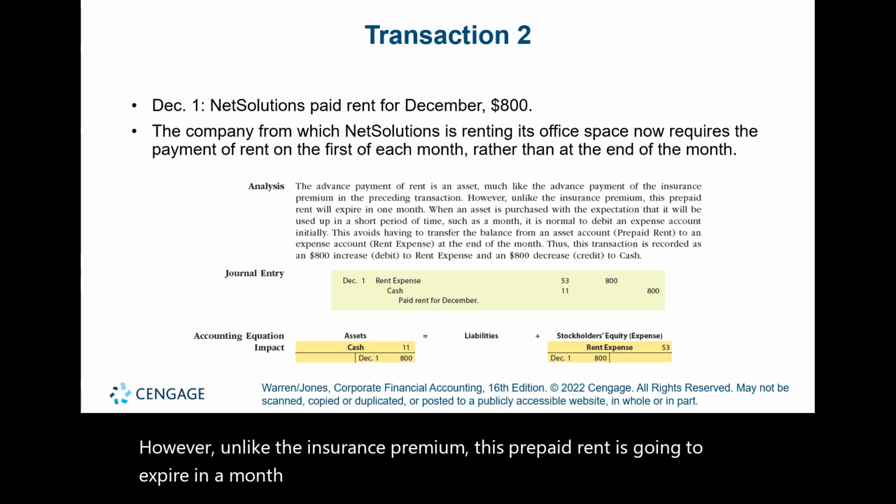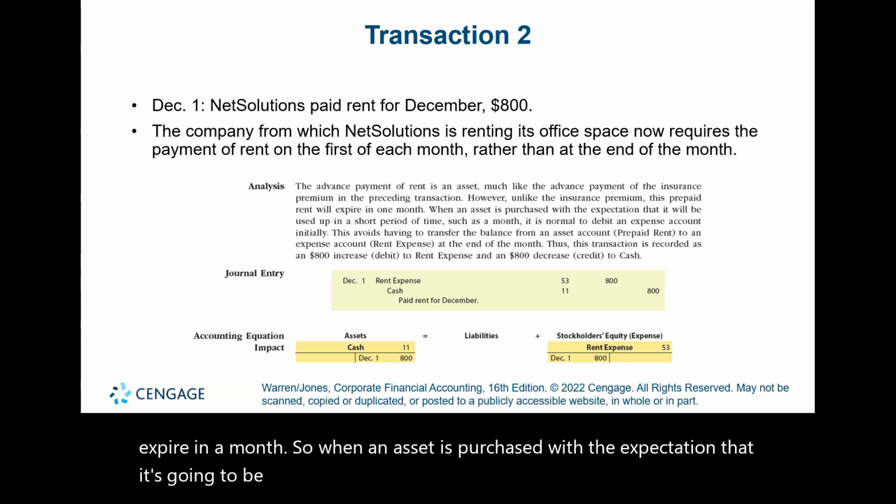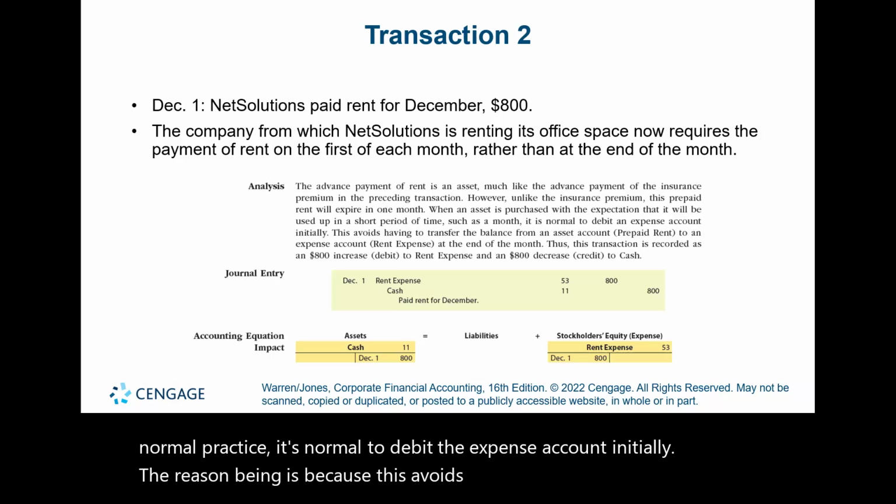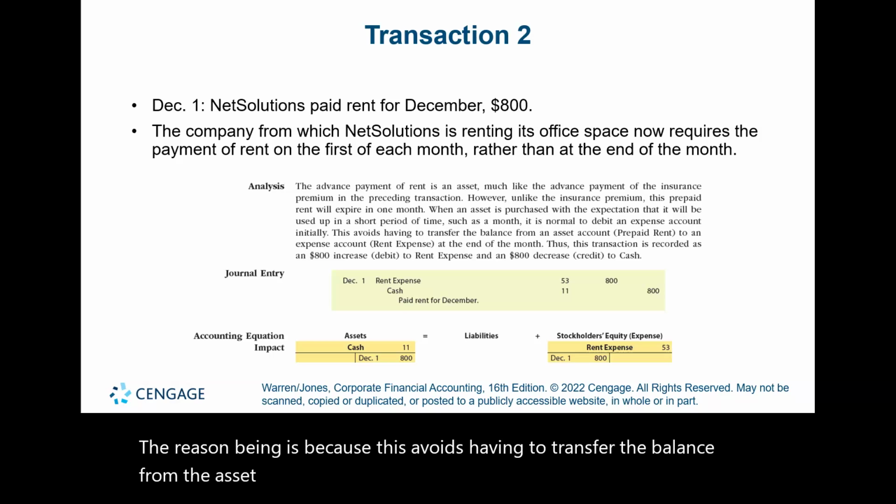So when an asset is purchased with the expectation that it's going to be used up in a short period of time, such as a month, in the normal practice, it's normal to debit the expense account initially. The reason being is because this avoids having to transfer the balance from the asset account, prepaid rent, to an expense account at the end of the month.